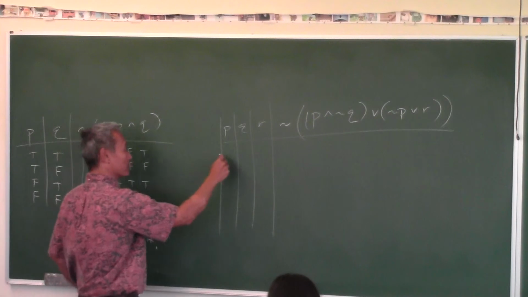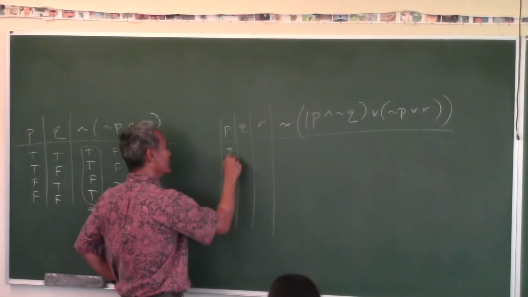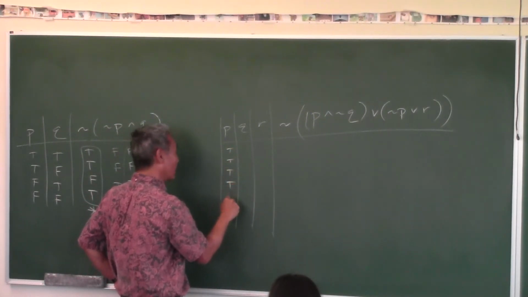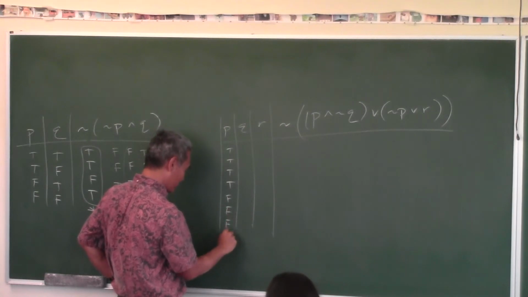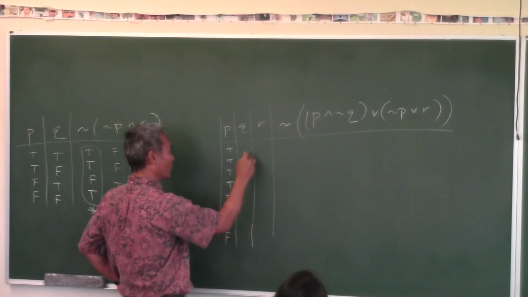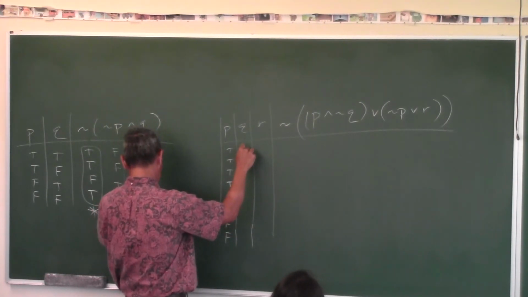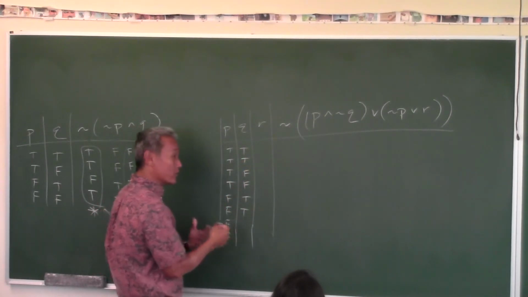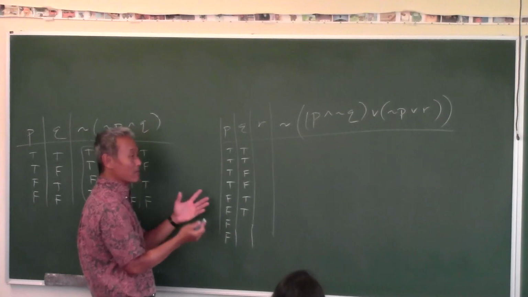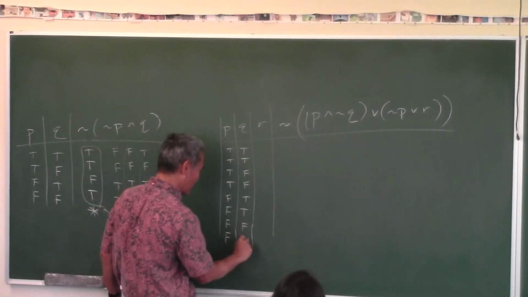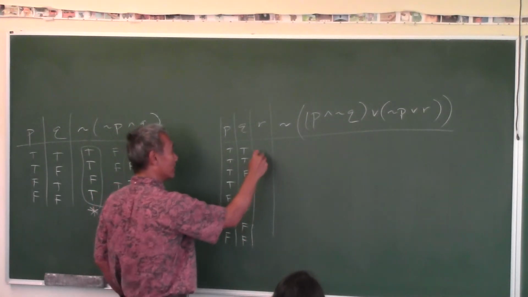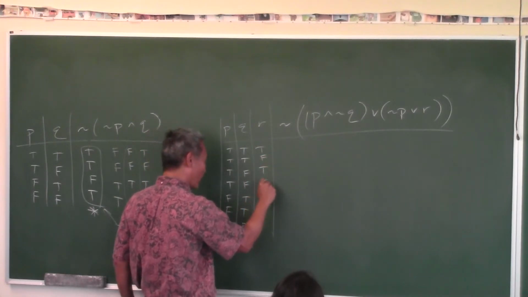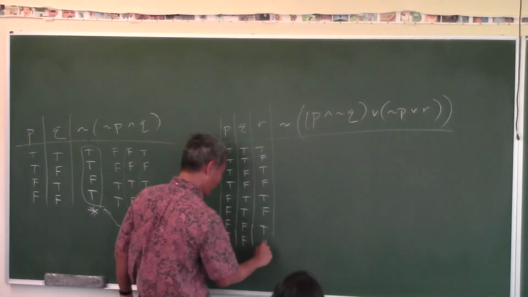Following the same pattern, what do you think I'm gonna do for P here? True, true, true, true, false, false, false, false. What about for Q? True, true, false, false, true, true, false, false. See, if you do it systematically, then you don't have to worry about missing any. And what do you think for R? True, false, true, false, true, false, true, false.